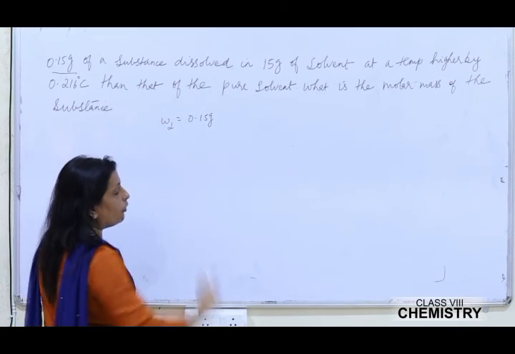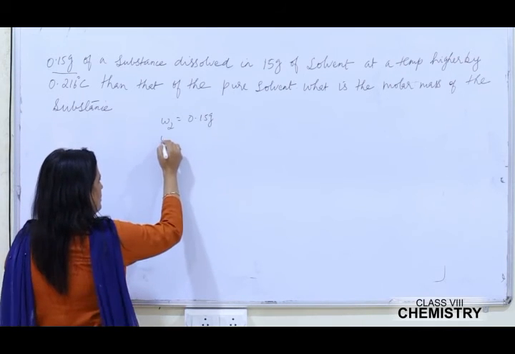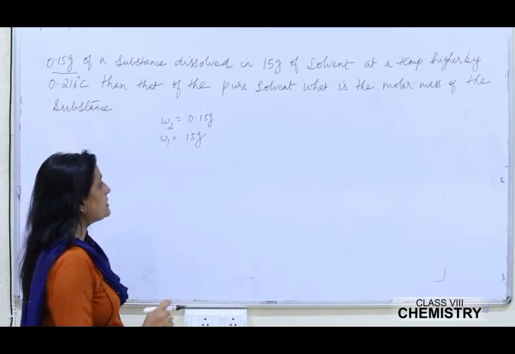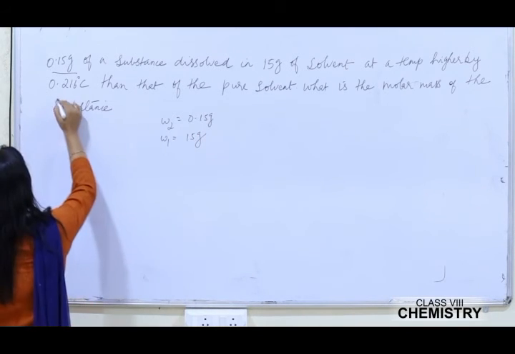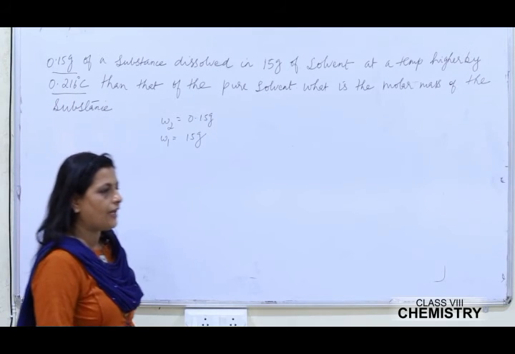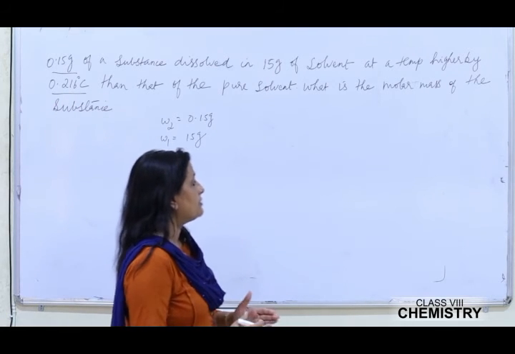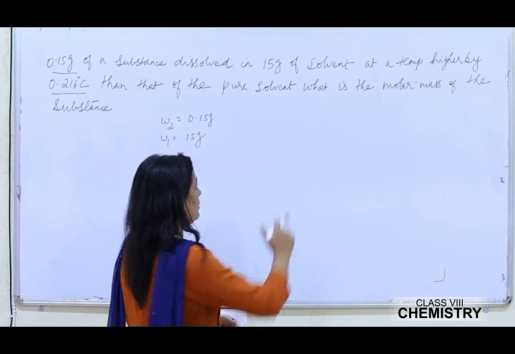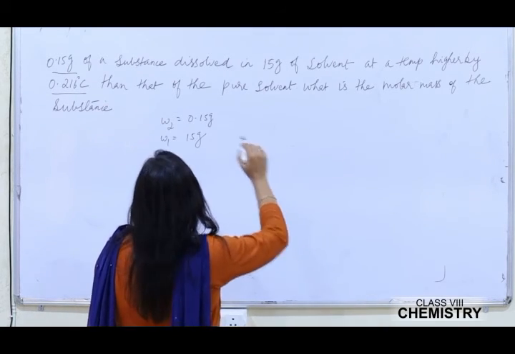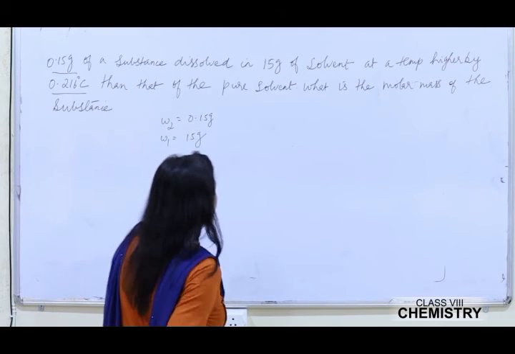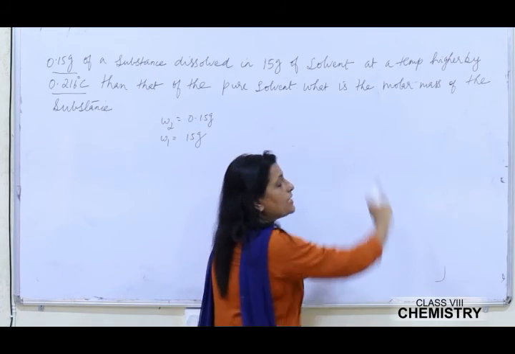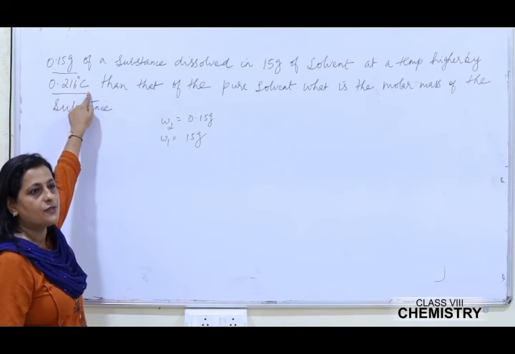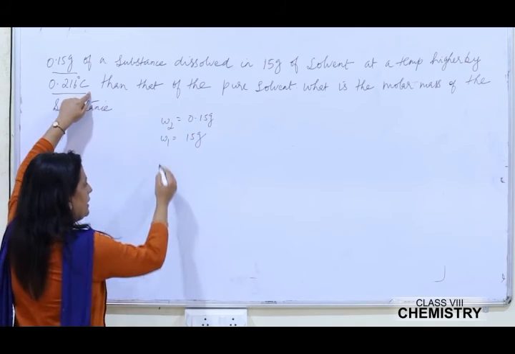And it is dissolved in what? 15 gram of solvent. So W1 is 15 gram. At a temperature higher by 0.216 degrees C. You have to read the questions very carefully. You should not get confused whether it is the boiling point of solution or it is elevation in boiling point. So what is given here? 0.15 gram of a substance is dissolved in 15 gram of solvent at a temperature higher by 0.216 degrees C. So this represents what? Elevation in boiling point.